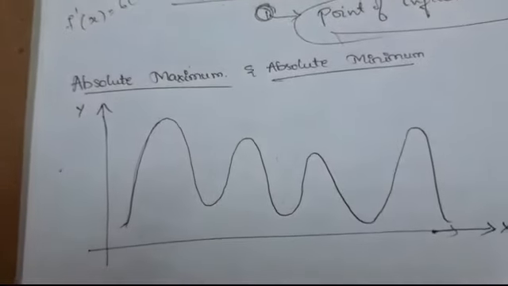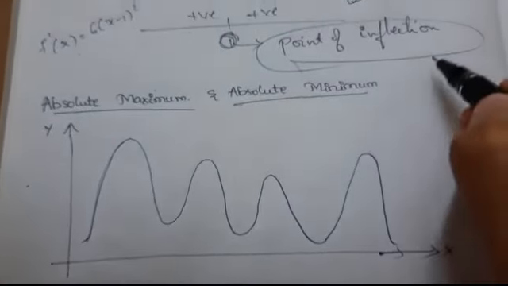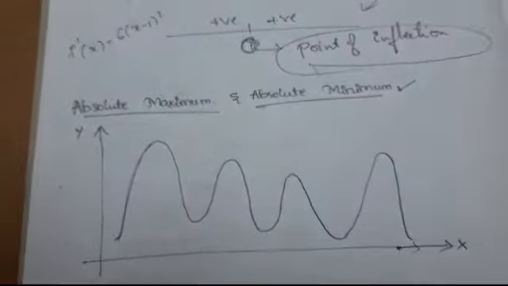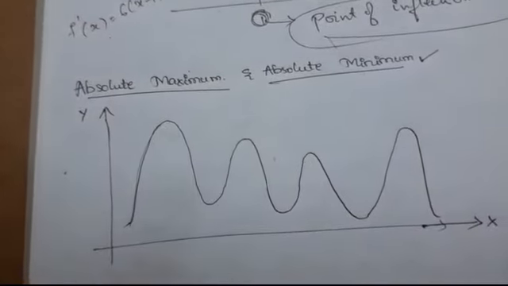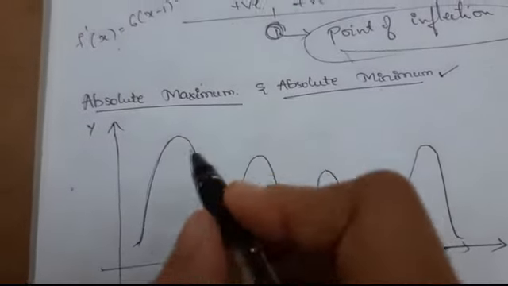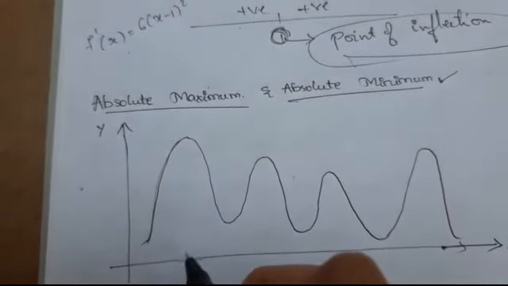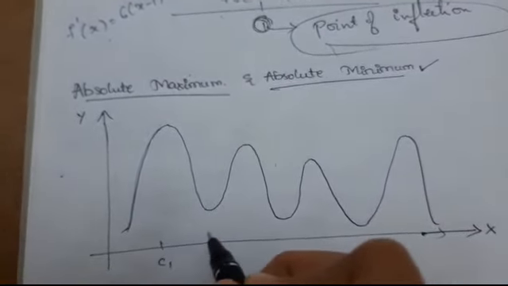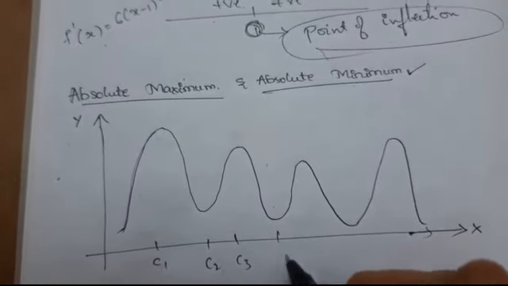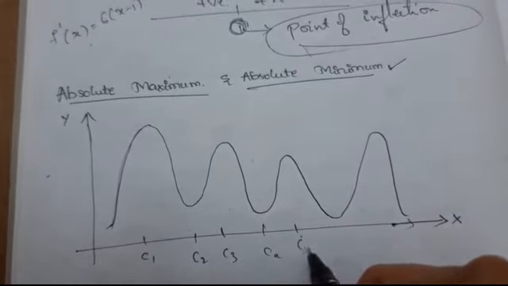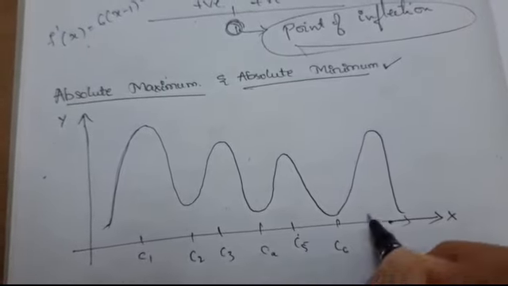The next is absolute maxima and absolute minimum. I have already explained this in my previous video, so again I am briefing it. Suppose there is a function like this. Obviously at this point, say, I call this one C1 and this point C2, C3, C4, C5, C6, C7.